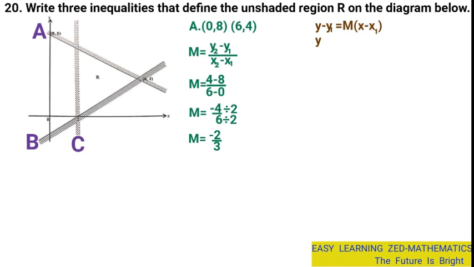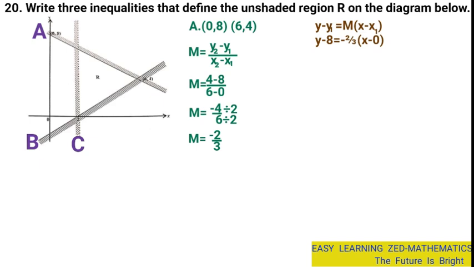Which will be equal to the gradient we found, negative 2 over 3, so that's what I've written there. In brackets we are going to have x, written like that. Then the value of x1 is 0. Once I've written it like that, I've replaced all the letters that are supposed to be replaced by their numbers.